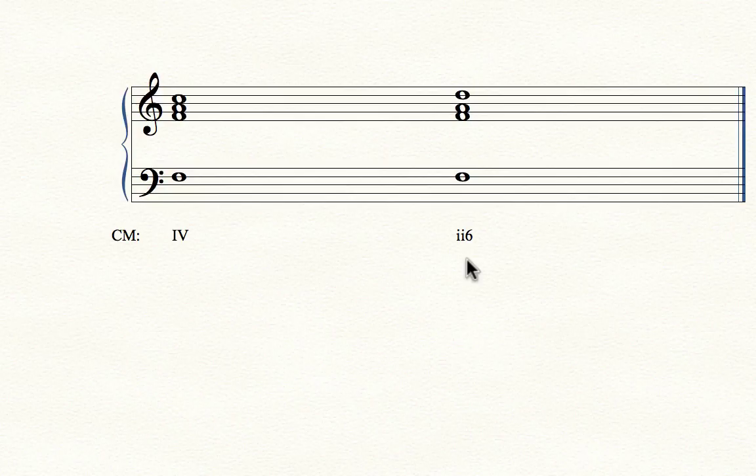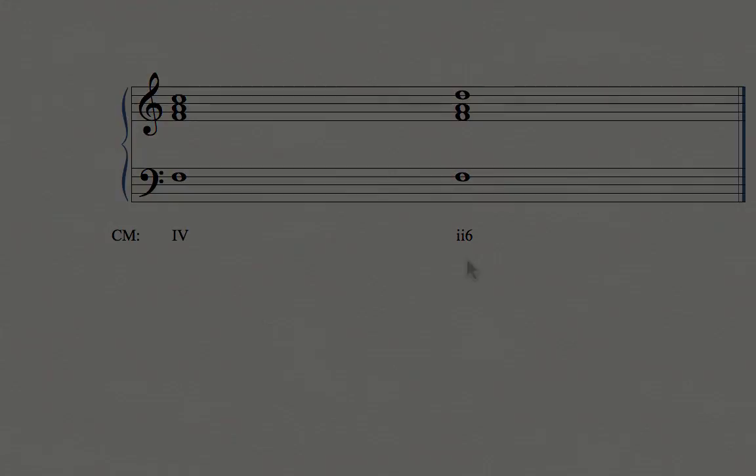Now, of course, notice I'm talking about this from a compositional point of view.